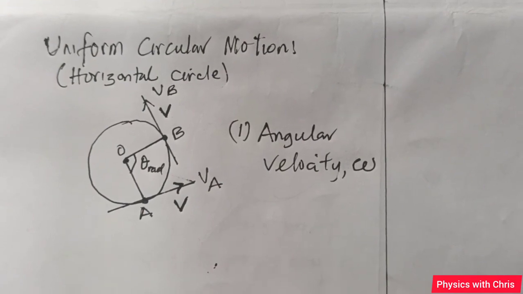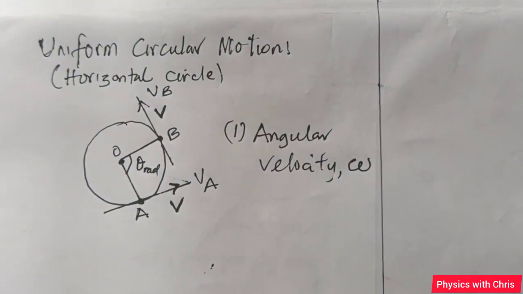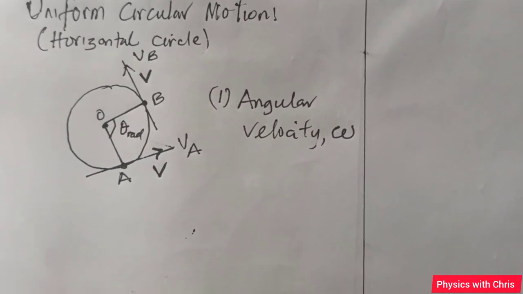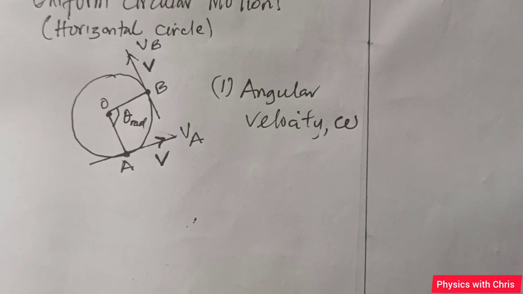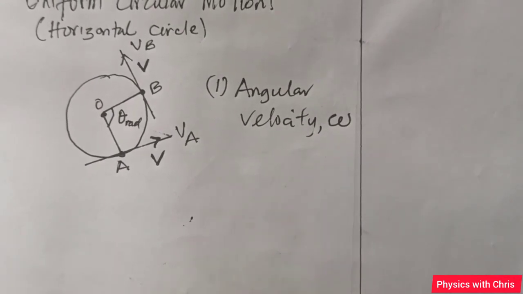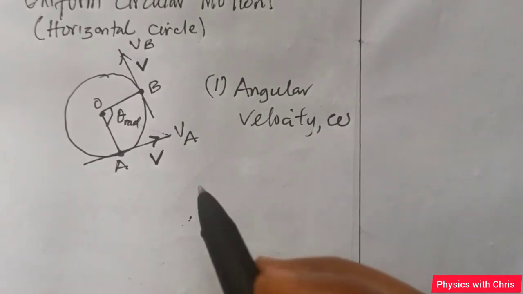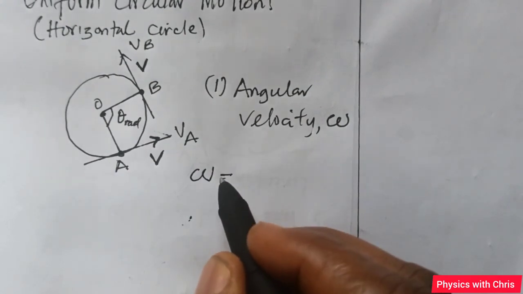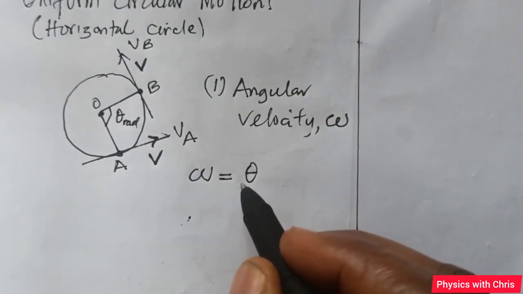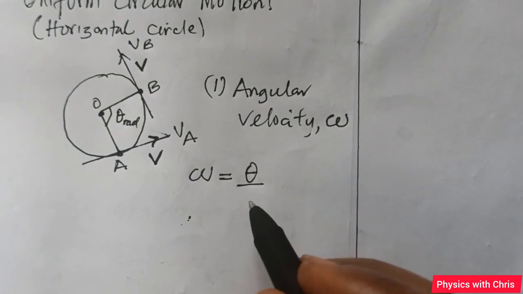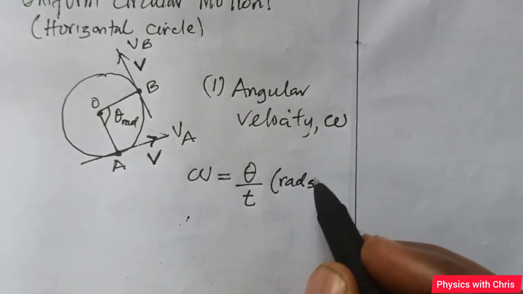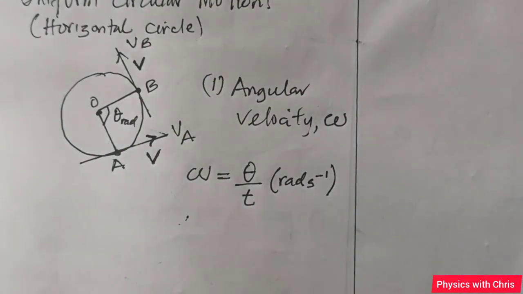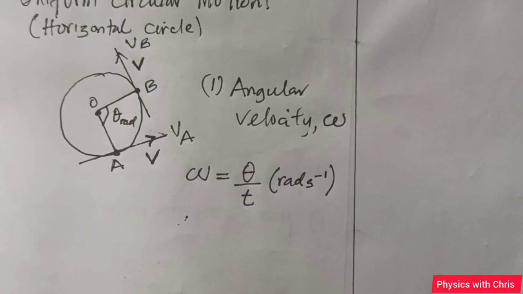Now, angular velocity is defined as the angular displacement turned through by the body per unit time. Angular velocity is angular displacement turned through per unit time, and it is measured in radian per second. Angular displacement is in radian, while time is measured in second.